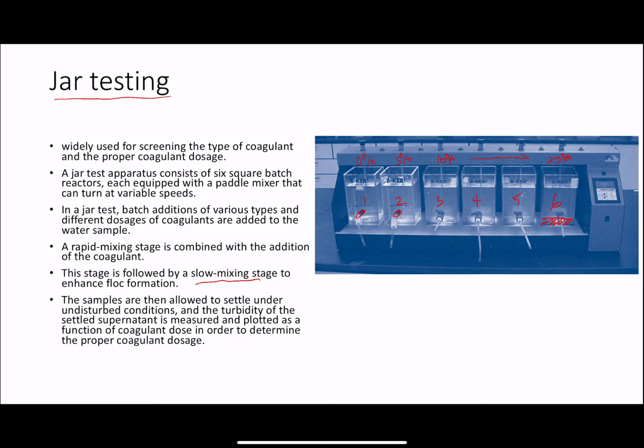This settling is under quiescent, quiet conditions. Nothing is interacting with these flocs. Nothing is hitting these flocs. Nothing is breaking these flocs. And then the settled supernatant turbidity is measured and plotted as a function of the coagulant dose in order to determine the proper coagulant dosage. I think it's good to show an example so you can see exactly what's happening here.